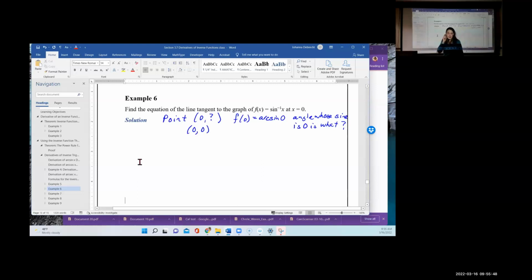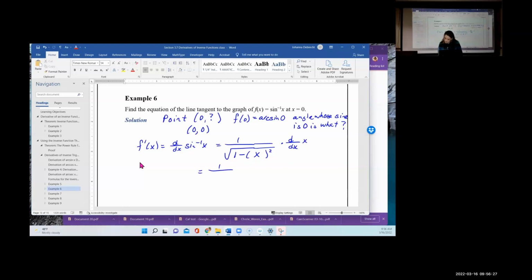Now we need the slope of the tangent line. So to find the slope of the tangent line, we find the derivative. So now we can find f prime of x, which is going to be the derivative with respect to x of the inverse sine function, arcsine, which is 1 over the square root of 1 minus something squared times the derivative of the something. All right, now what is inside of it? Well, the only thing inside of it was x, and the derivative of x is 1. So this is going to give us 1 over the square root of 1 minus x squared.